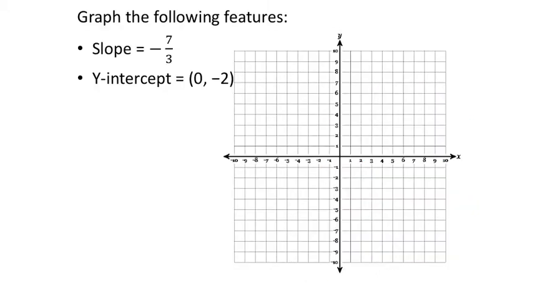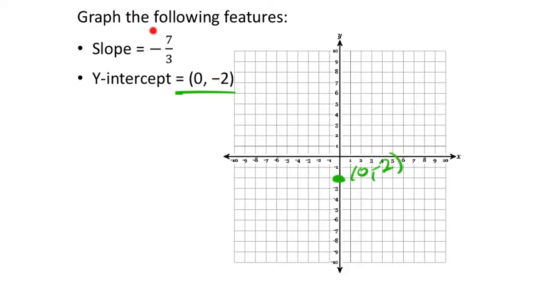So here it says graph a line with these features: a slope of -7/3 and a y-intercept of 0, -2. I am going to start with my y-intercept at 0, -2. So right at the origin, I would go down 2, which would give me this point at 0, -2. So I put that point on the graph.